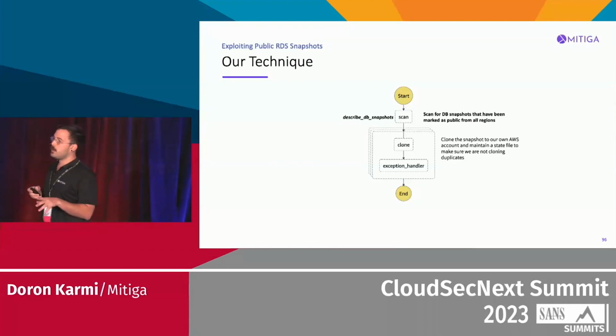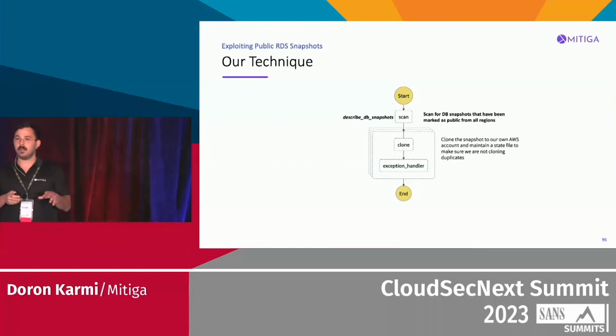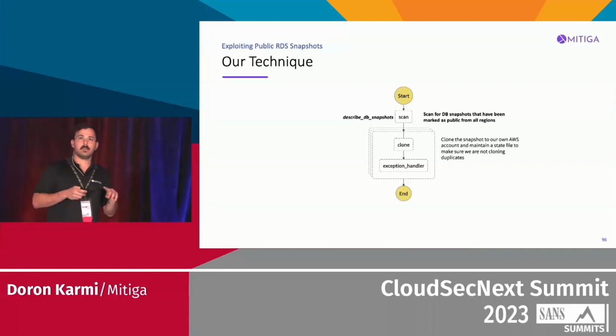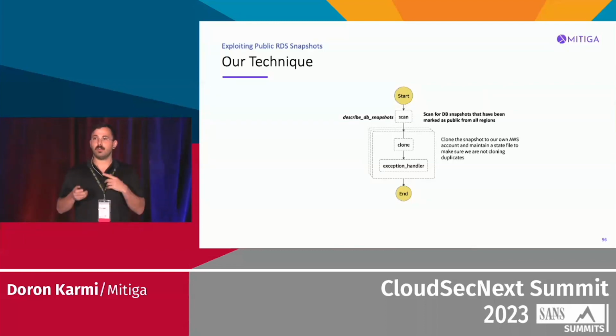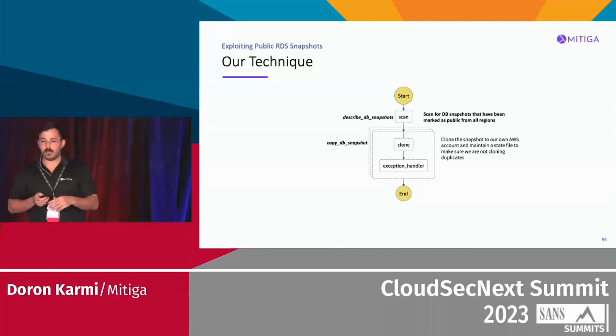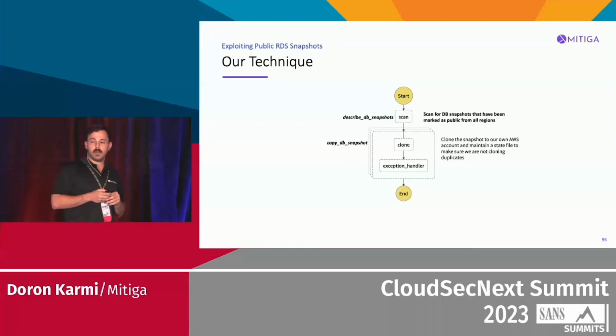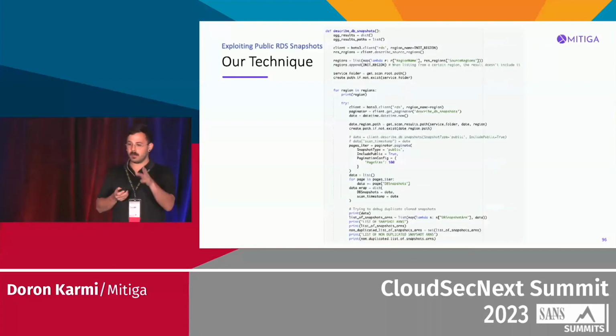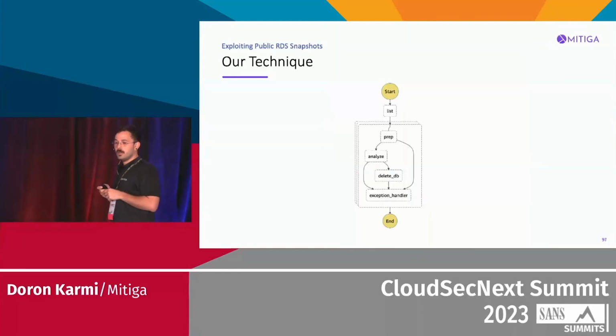We also, at this stage, maintain a state file that tells us whether we already cloned this snapshot, just for the sake of speed. So we don't clone snapshots that we already have. For this, we use the copy DB snapshot API call. This is an example of our code.